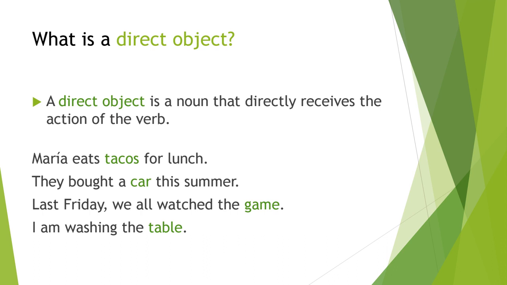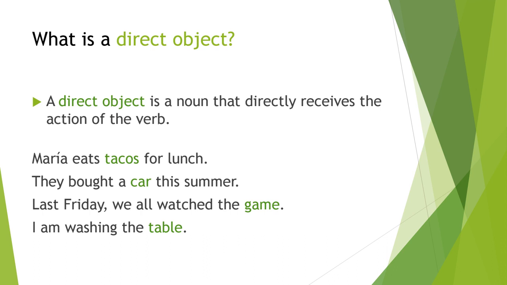In this chapter, we're going to be talking about direct and indirect object pronouns. So today we're going to go ahead and get started with direct object pronouns. And in order to do that, we need to start by answering the question, what is a direct object? A direct object is a noun that directly receives the action of the verb. So I have some examples here for you, and I'll point out the direct objects.